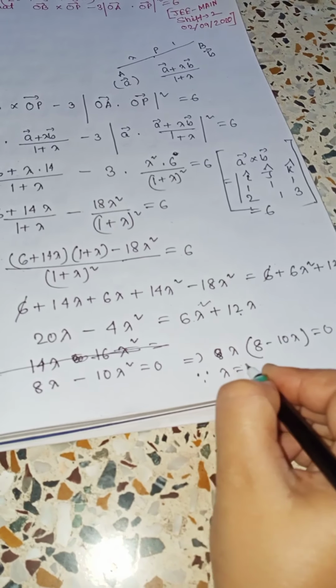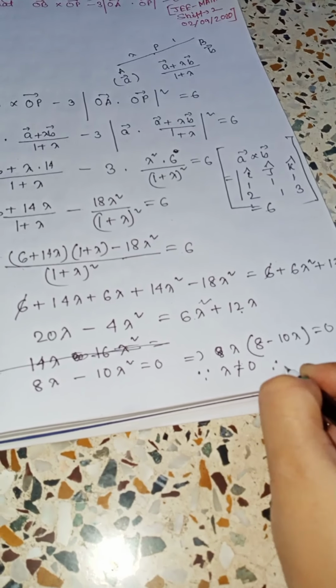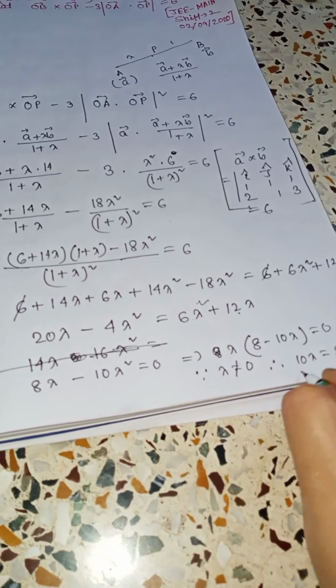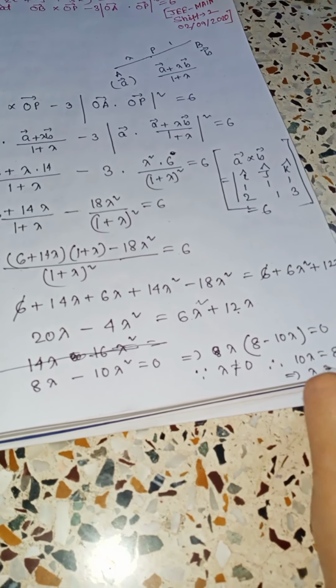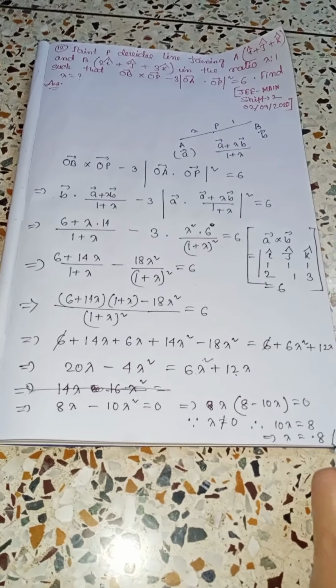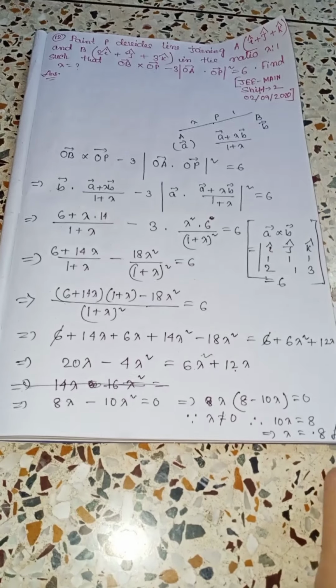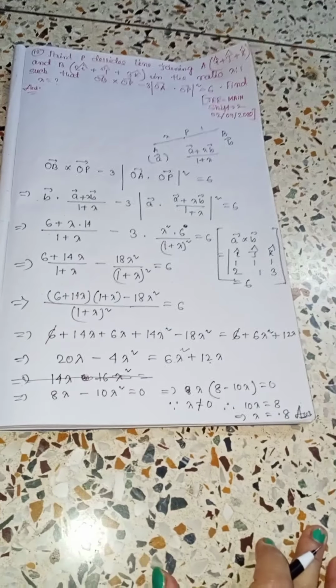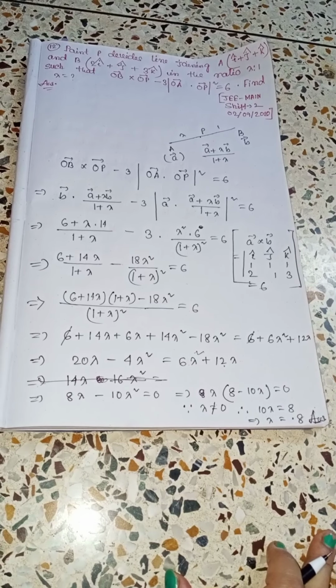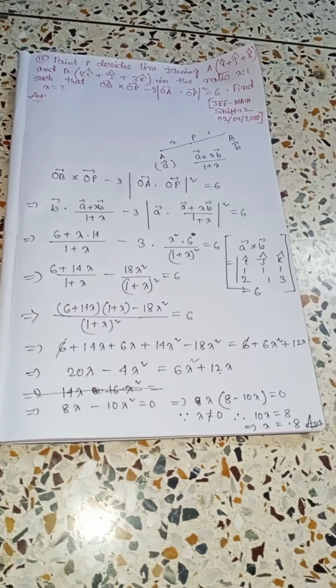As lambda is not equal to 0, so 10 lambda is equal to 8 and lambda is equal to 0.8. So it is our required answer. The question asks the value of lambda, so lambda is equal to 0.8, and this is the whole solution.